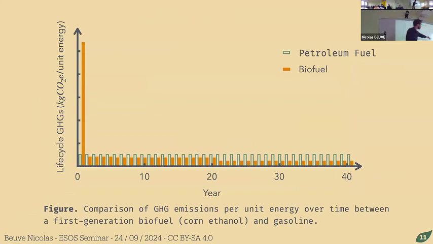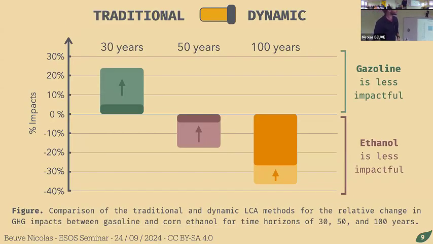So those emissions are less impactful because they are occurring later. And this one, because it is occurring earlier, has much more impact in dynamic LCA. So that's why we get this kind of result. Although it doesn't change the conclusion that ethanol is better when computed over 100 years, we can see that its impact is much more important than it was before we used dynamic LCA.